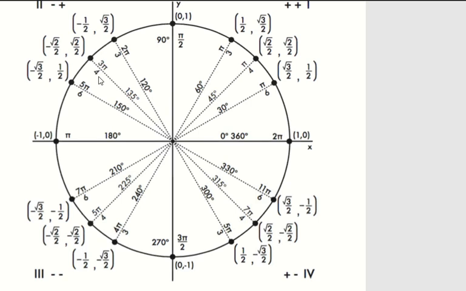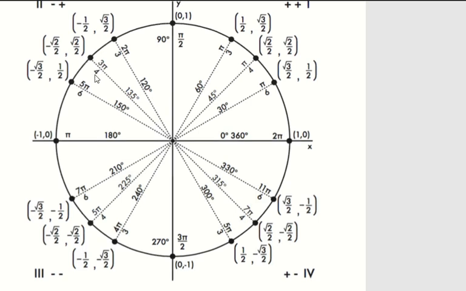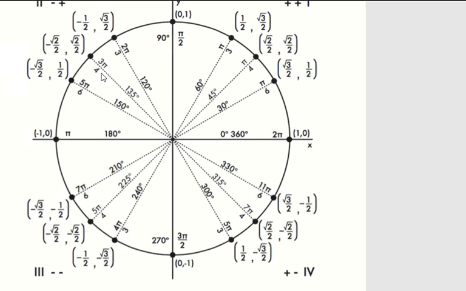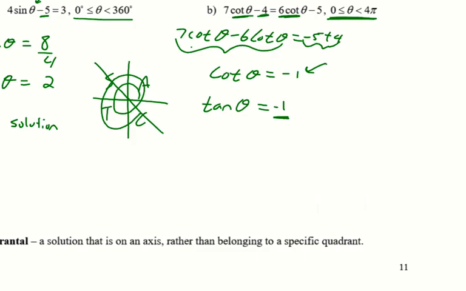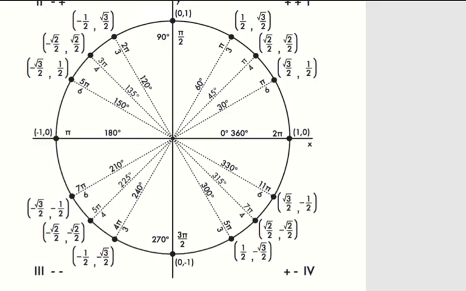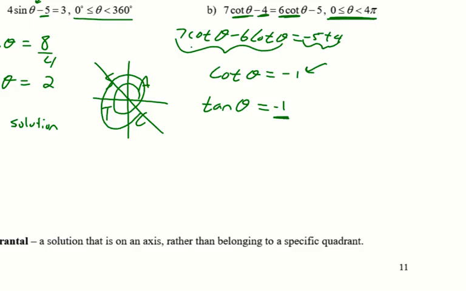We got root 2 over 2 divided by negative root 2 over 2 would be negative 1. So 3 pi over 4. It is also going to happen here, right? 7 pi over 4. Okay, so let's do that for now. So it's going to happen at, sorry, what did I say? 3 pi over 4. So theta is going to be equal to 3 pi over 4, also 7 pi over 4.